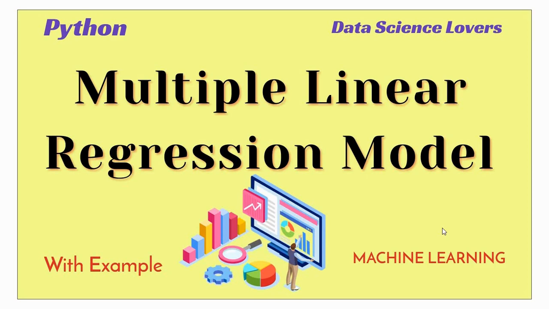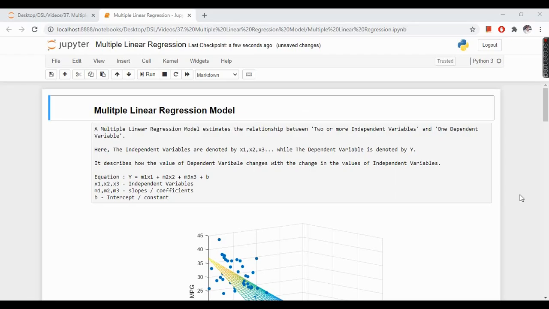Hello friends, in this video we will see how to build a multiple linear regression model with Python. It is a part of machine learning. Multiple linear regression model. A multiple linear regression model estimates the relationship between two or more independent variables and one dependent variable, which is also called our target variable.